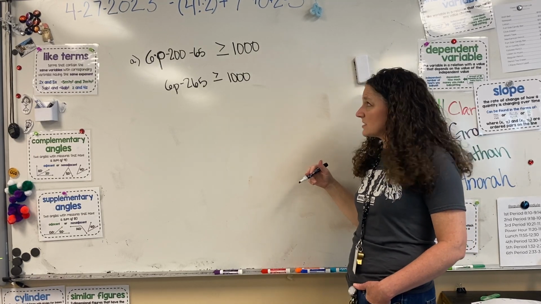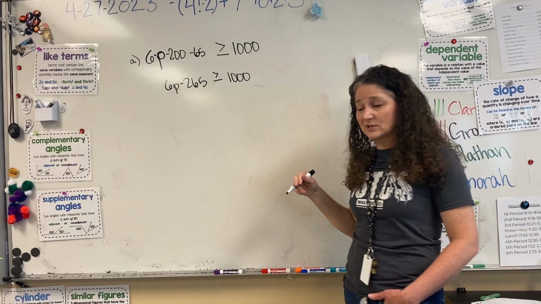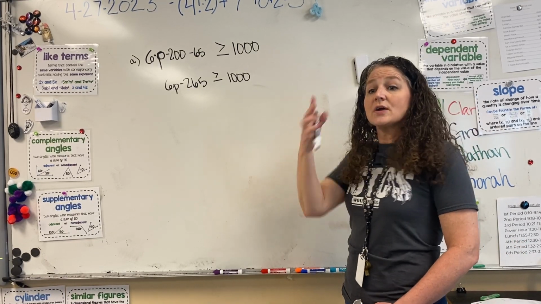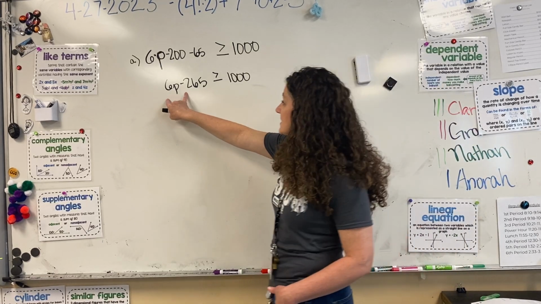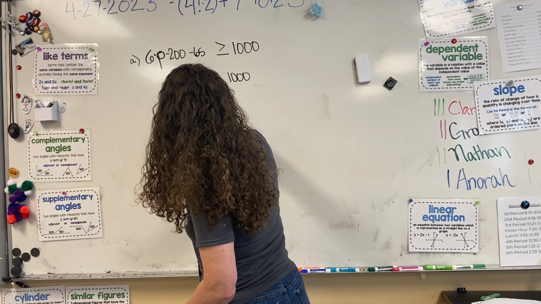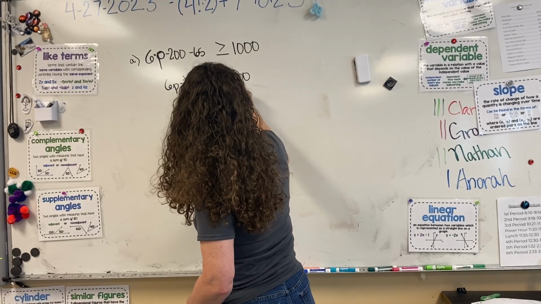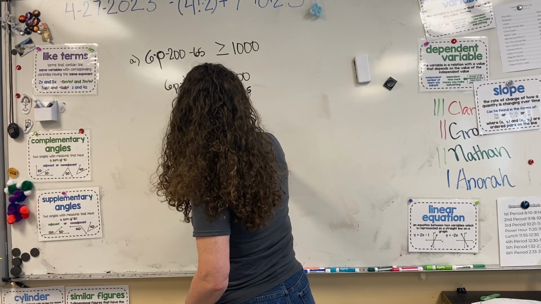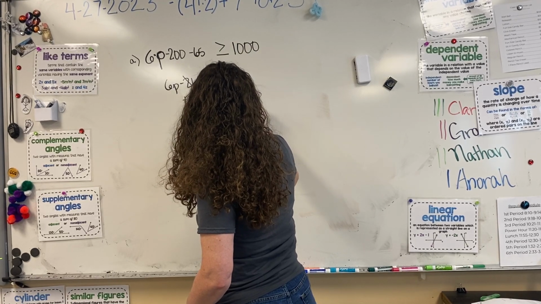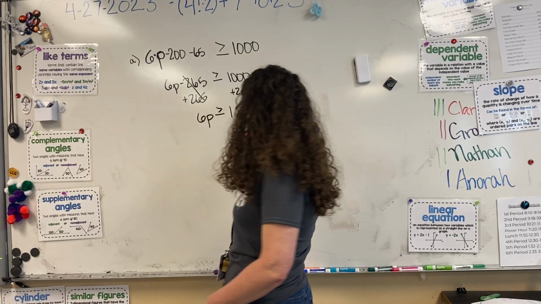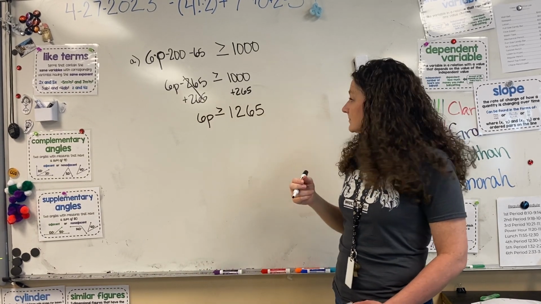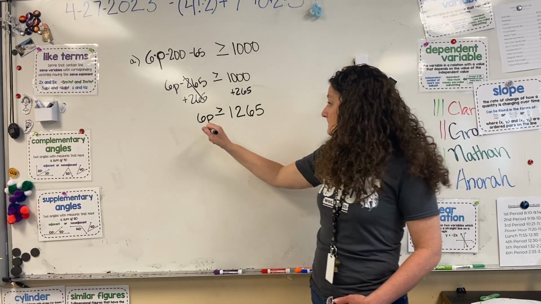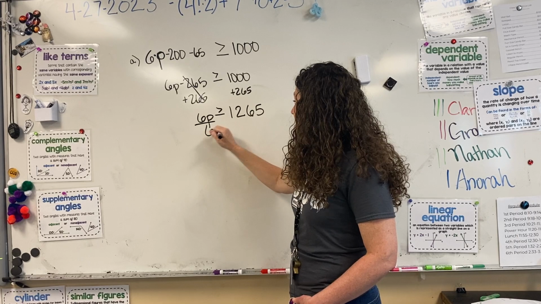Oh, wow. Big numbers. How do I do this, guys? Wait. We're going to add 265 because we need to get this variable alone. So plus 265, boom, that goes away. So we end up with 6p is greater than or equal to $1,265. Now what? We divide both of them by 6.